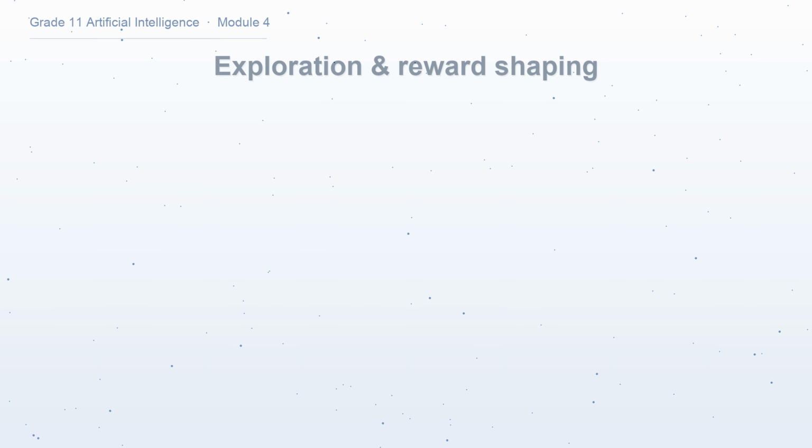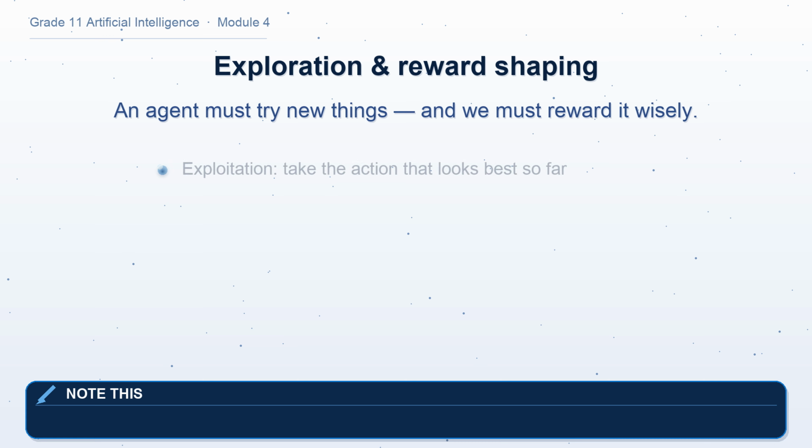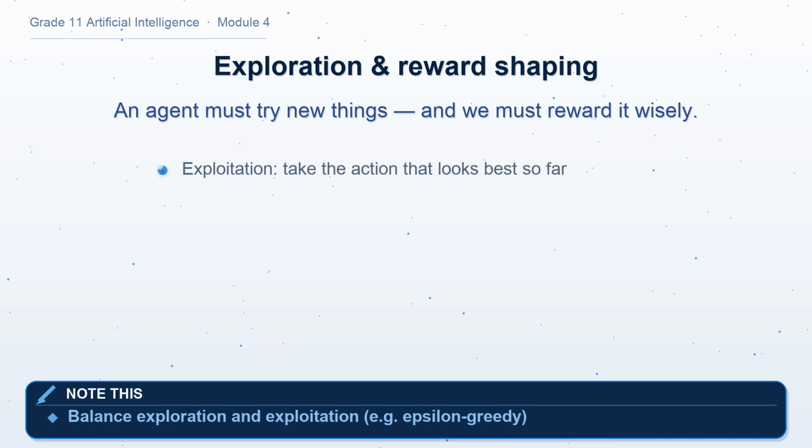An agent faces a constant tension. Exploitation means taking the action that looks best so far. Exploration means trying something new to discover whether a different action might be better. Exploit too much and the agent gets stuck on a mediocre habit. Explore too much and it never settles.